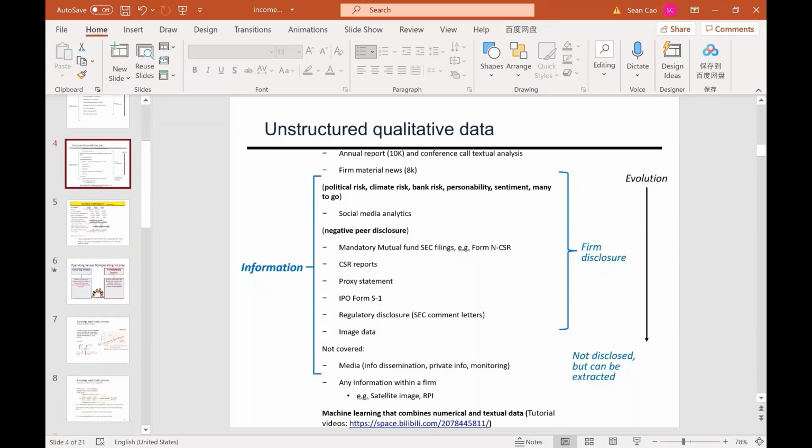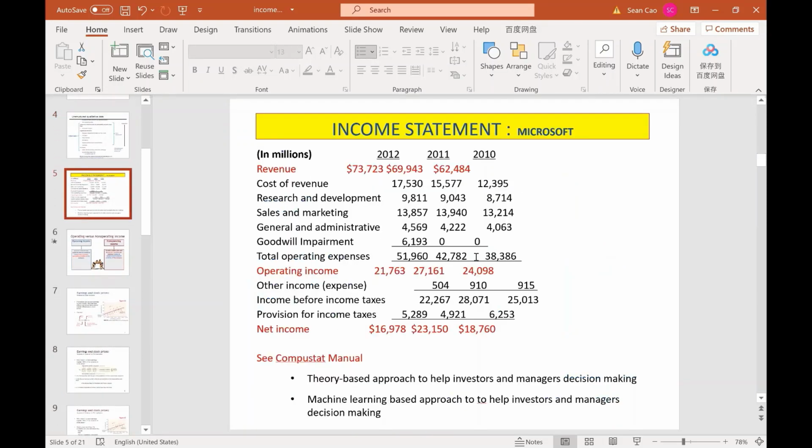So let me go over the income statement. This is a very simple example of an income statement. I will give you a more complicated income statement example later. You can see that we start with revenue, and then cost of goods sold is the cost of the company, and then R&D is an expense, and sales and marketing is an expense as well. General and administrative is also an expense. Goodwill impairment. Added together, it will be total operational expense.